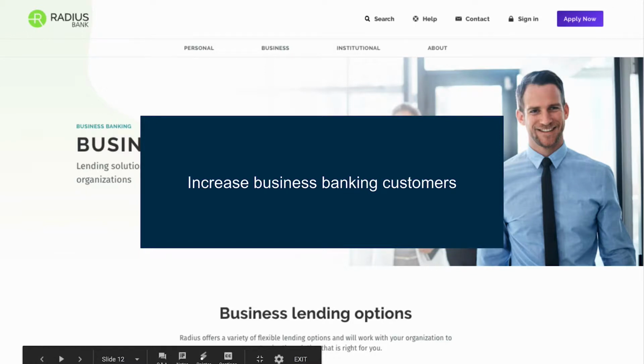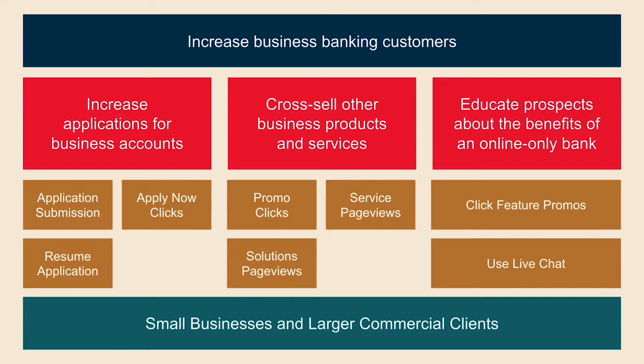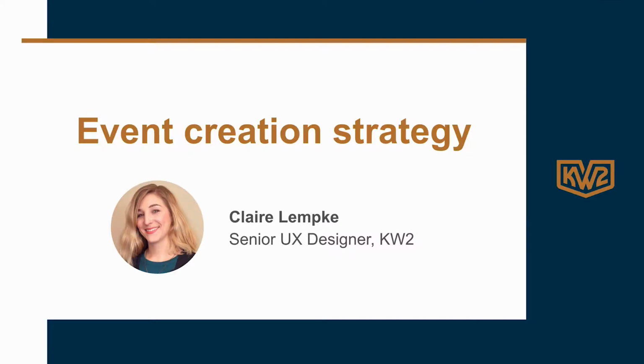We also took a look at another example, which was Radius Bank, which is not a client, but they're an online-only bank, and one of their goals is to grow their business banking customer base. So for that goal, they wanted to increase online applications, as makes sense for their website, as well as cross-sell other products and educate prospects about the benefits of an online-only bank, since they know that can be a barrier. So again, here in gold, we have all of the things that Radius Bank would set up as events or goals on their site, those KPIs that they want to measure. So that's just our 2 examples. And keep those in mind as Claire walks us through setting up an event strategy.